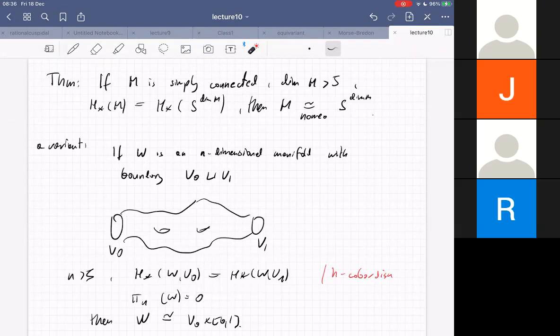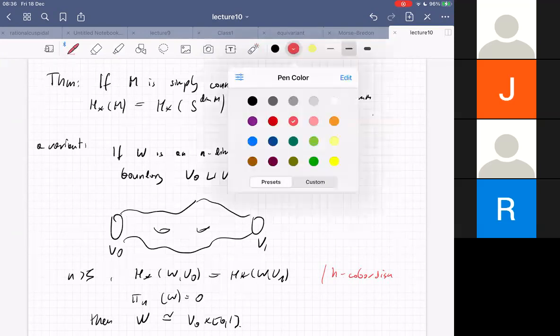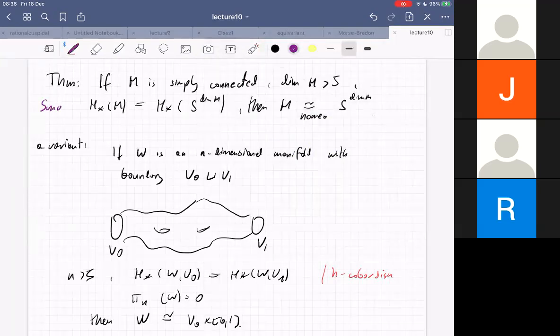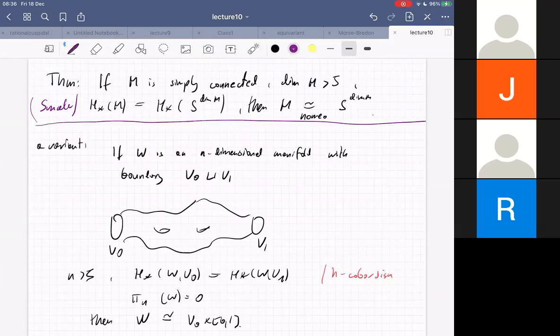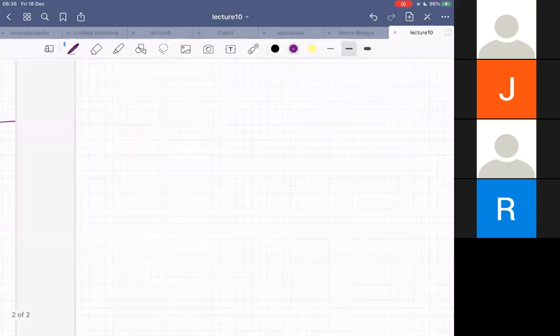Probably this theorem was well known to Smale. Smale is the author of this theorem. So, okay, let me just start proving this theorem. This is the subject for at least part of the talk today. So, proof.